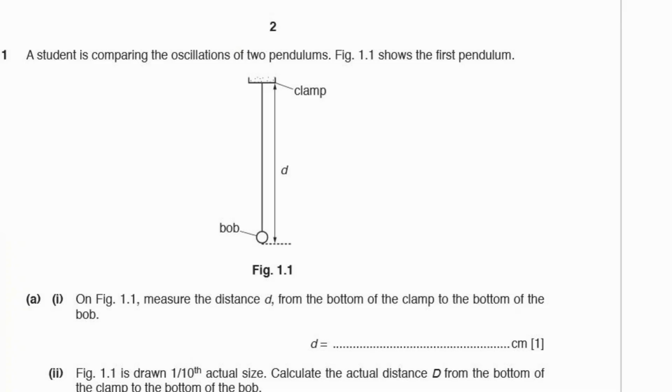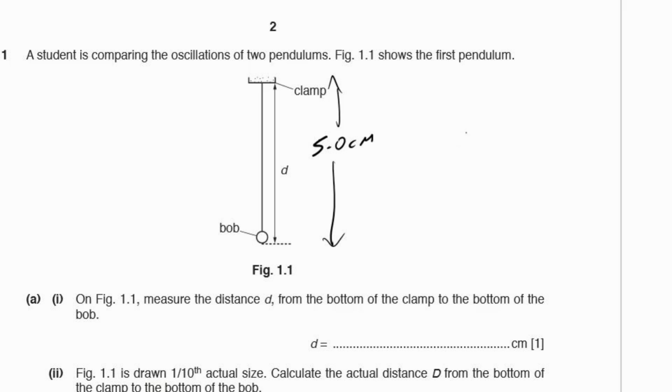Question 1. A student is comparing the oscillations of two pendulums. Figure 1.1 shows the first pendulum. A1. On figure 1.1, measure the distance d from the bottom of the clamp to the bottom of the bob. Alright, so all you have to do is pull out your ruler and measure this distance on the paper itself. Now the answer they are looking for is 5.0 centimeters.